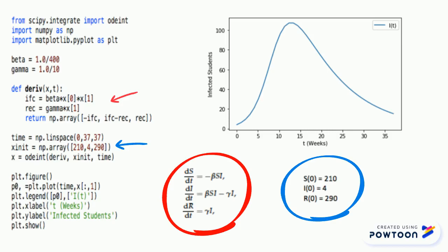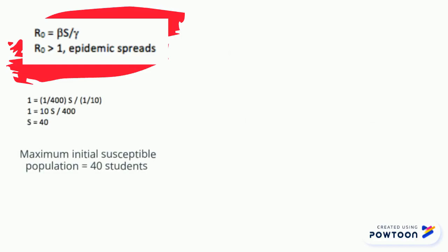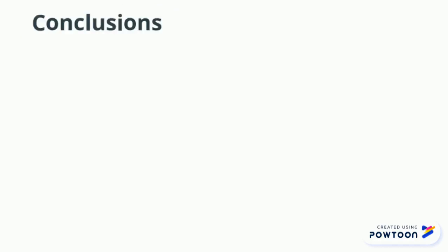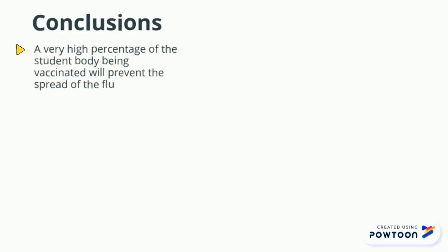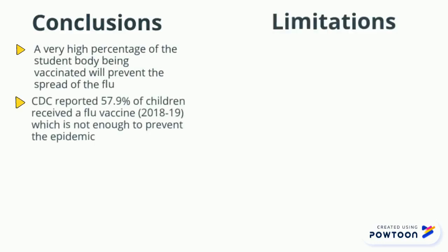We already know that an initial population of 42% of the total student body being unvaccinated is not enough to prevent the spread of this epidemic. To find the correct value S0, we look to the figure R0. If it's greater than 1, then the epidemic will spread. Plugging in the numbers, we see for this model that an initial susceptible population of 40 students is the max amount we can have to prevent the epidemic, much lower than the 210 from the data. From this data, we see that at least 92% of the student body would need to be vaccinated, much higher than the reported 58%. There are several limitations to my model, however.